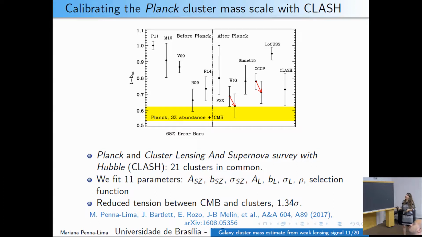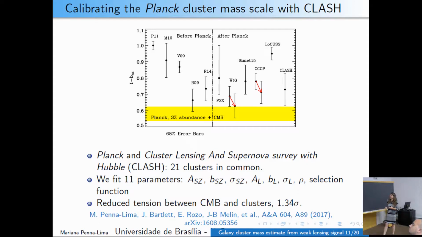So we obtain these results for the SZ bias, and we compare with other results from literature. Our sample uses just 21 clusters. One important thing: the reason we use pseudo cluster counts and not the cluster counts likelihood directly is that we don't have the selection function.